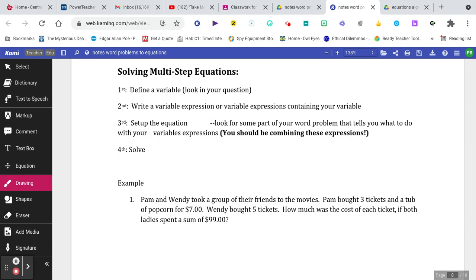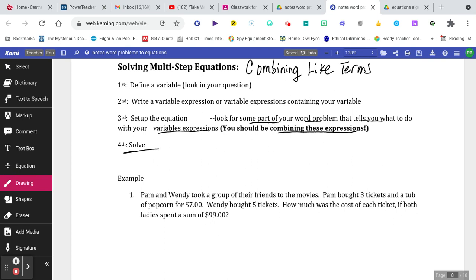And then the third thing is you're going to set the equation up. You're going to look for some part of your word problem that tells you what to do with your variables or those variable expressions. And in that case, you're going to combine like terms. So in this particular set of word problems, we'll be combining like terms, guys, which means we're going to have variable expressions in most cases, and then we'll solve.